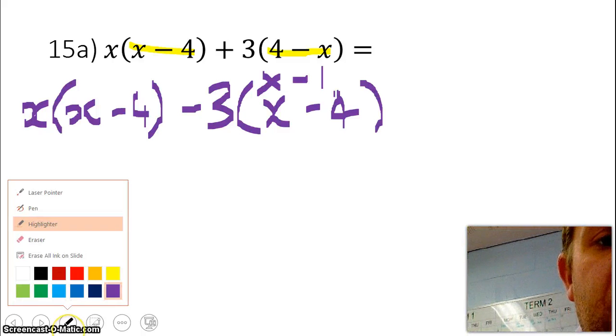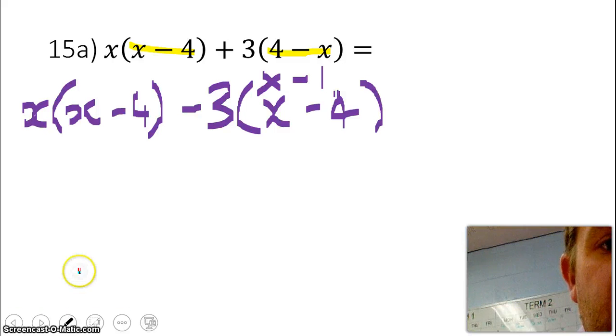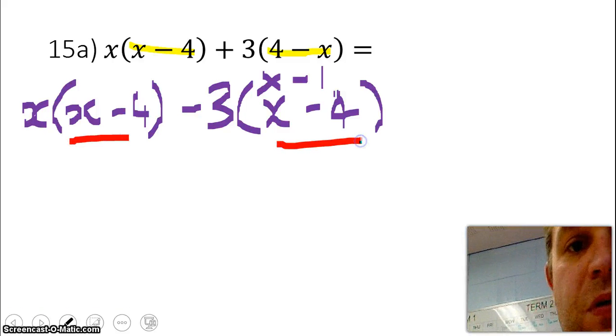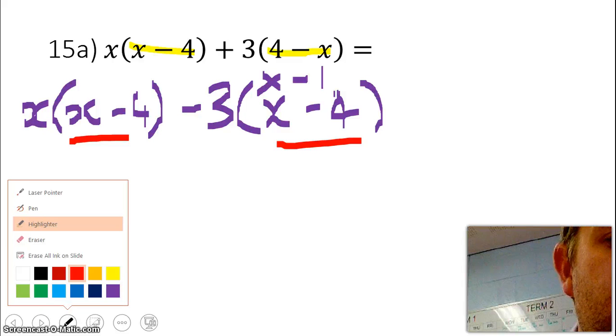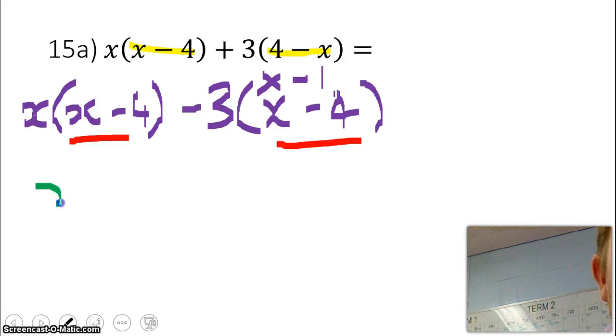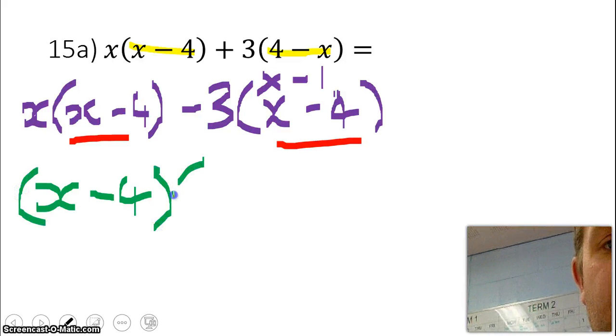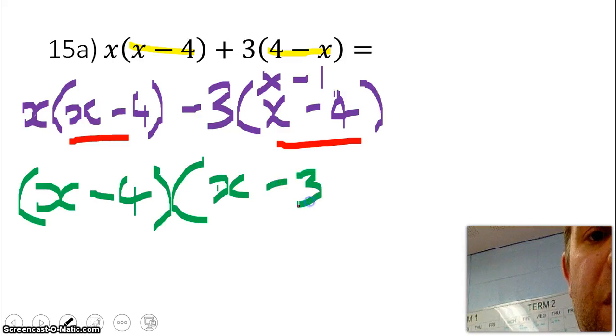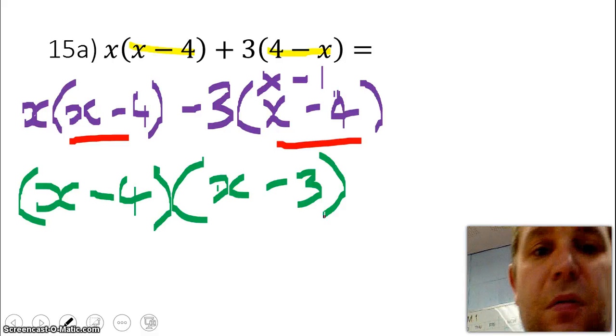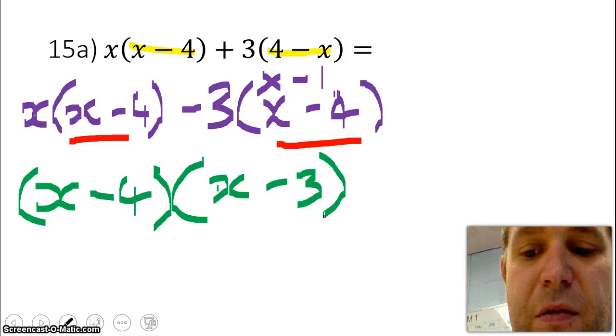Once we've done that, thanks to our little tip, we've now got two parts that are exactly the same, so we're going to pull those out as a common factor. So x minus 4 comes out the front, and we collect up what's left. We've got an x, and we've got -3. So it's all just a matter of collecting up what we have.